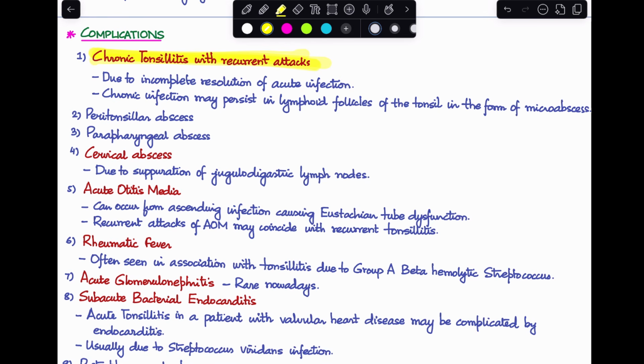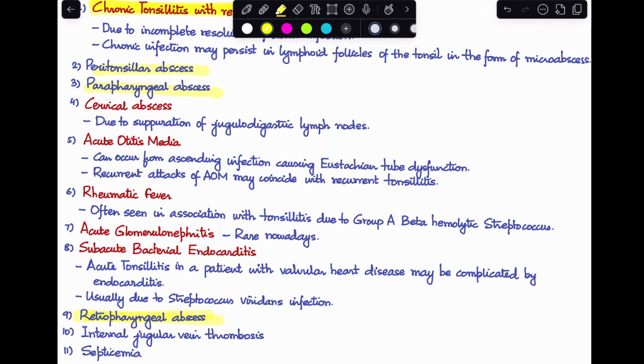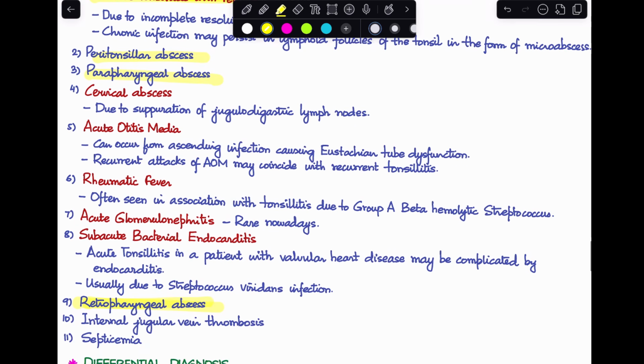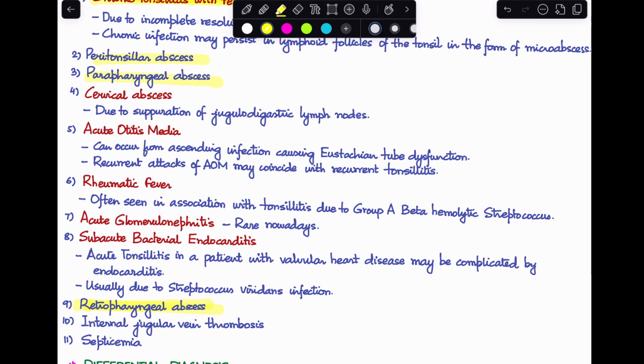So if you want to know more about what are the indications, what is the Paradise criteria of tonsillectomy, I have a separate video where you can learn more about that. Next, acute tonsillitis can also complicate into forming a peritonsillar abscess, a parapharyngeal abscess, or even a retropharyngeal abscess. Even a cervical abscess can develop because of suppuration of the jugulodigastric lymph nodes.